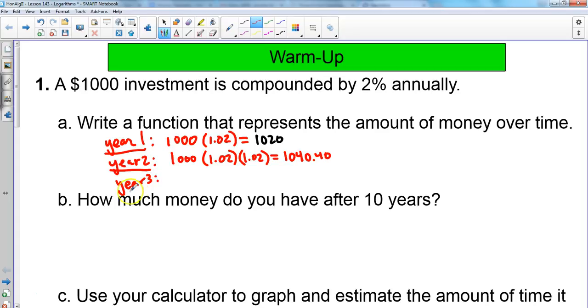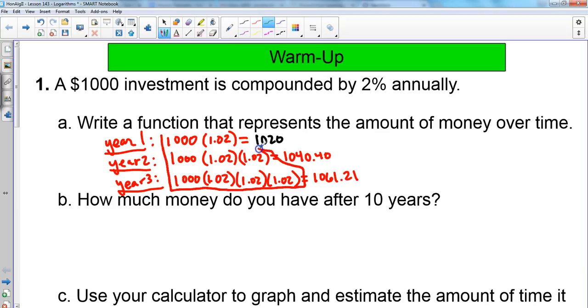Year three, we're going to apply that same process, and hopefully just looking at a couple of examples, you can identify the pattern. This is 1.02 times 1.02 times 1.02, and if we round, that'll give us $1,061.21. The important part is not necessarily what we get year by year, but we want to look at this part right here and try to identify a pattern, and based on that pattern write our function.